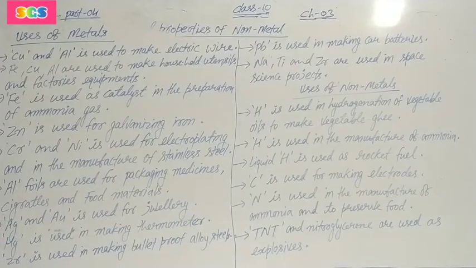Another use of metal is, have you heard the name mercury? Mercury is used in the thermometer, you better know. Mercury is a liquid metal. You also know at room temperature the mercury is found in liquid state, and this liquid mercury is used in thermometer.